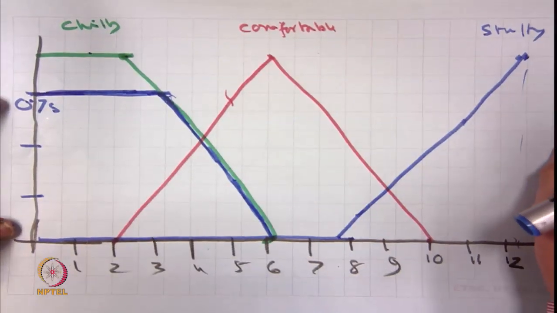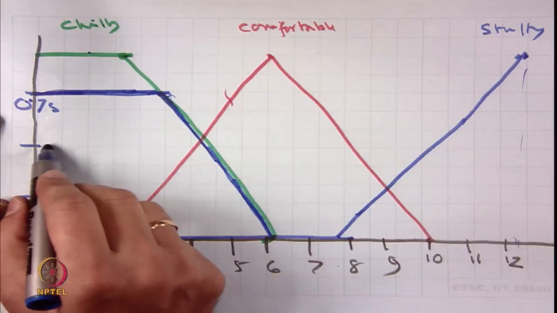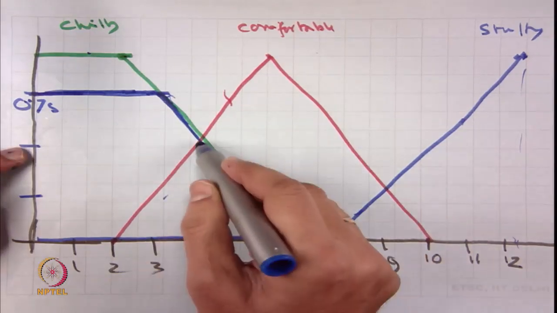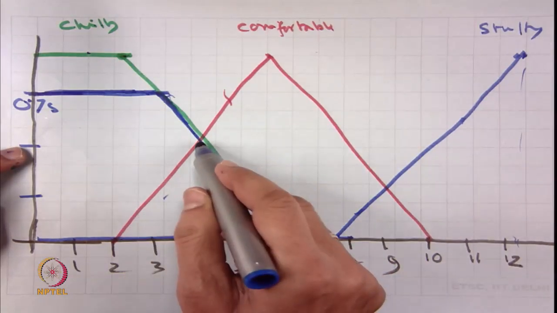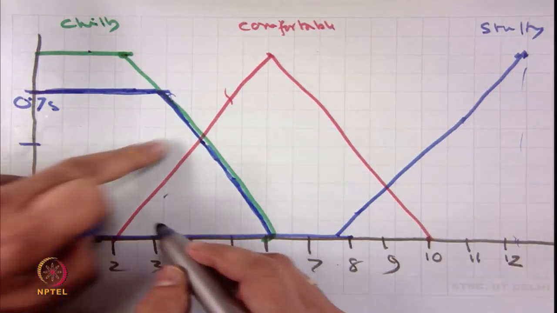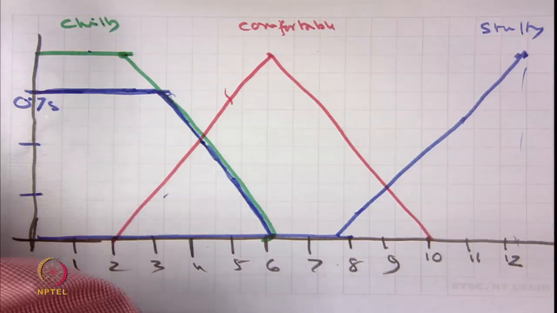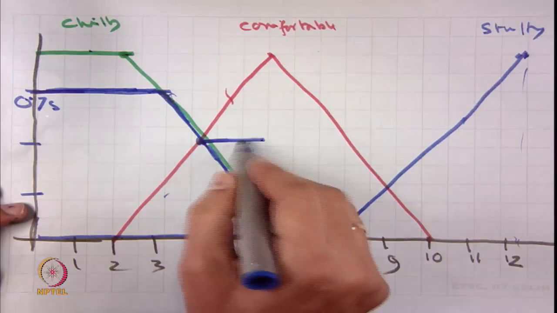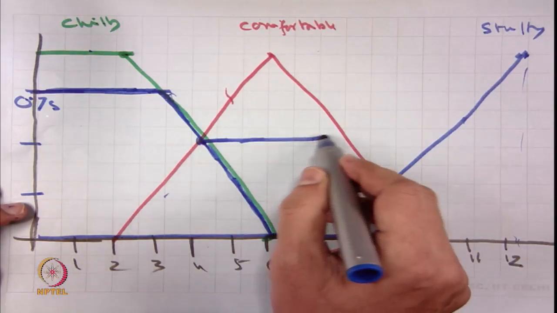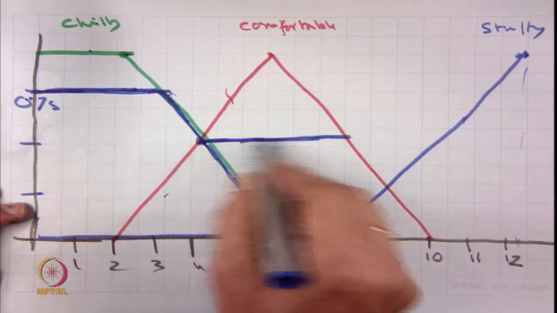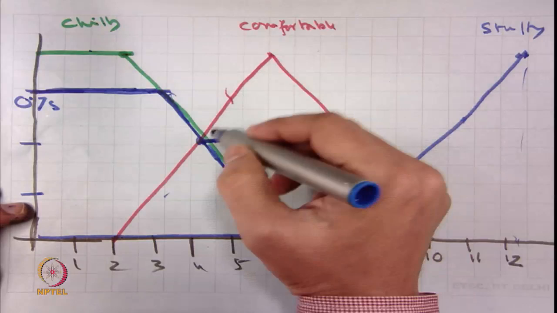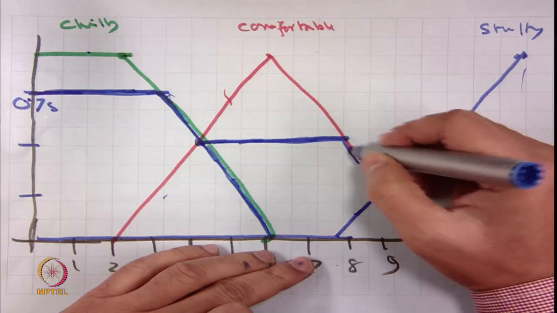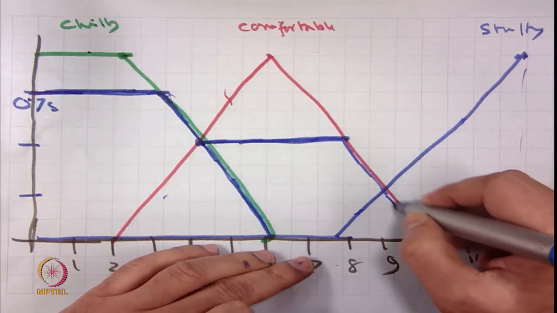So, we get the following. For these points, the comfortable value is less than 0.5, therefore, it will remain there, but after that we clip the value because 0.5 is now the minimum of these two, and after that it comes down along this line.